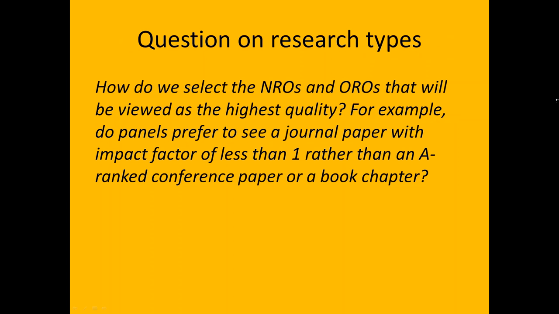It's kind of related to what we just said, really. So do panels prefer to see a journal paper with an impact factor of less than one rather than an A-ranked conference paper? I think we've just answered that, haven't we? Yeah. And again, it's coming back to the fact that this is a quality evaluation, and that's why you are asked to submit the actual research output, so that panels can make that judgment on the quality of the actual research, not the channel, and not using proxies. So it is really important that it is stressed. It's an assessment of quality on the merits of that individual output.